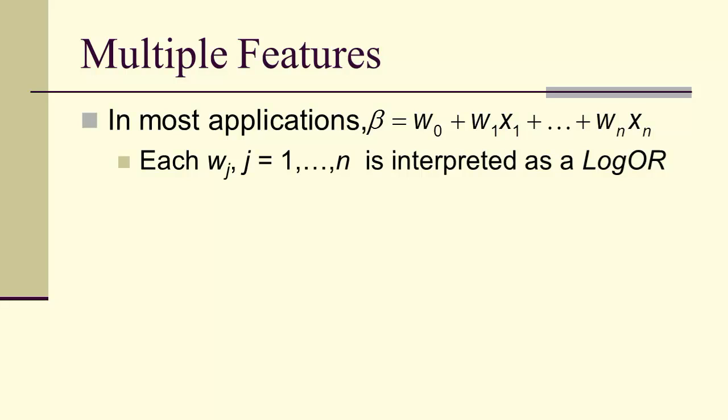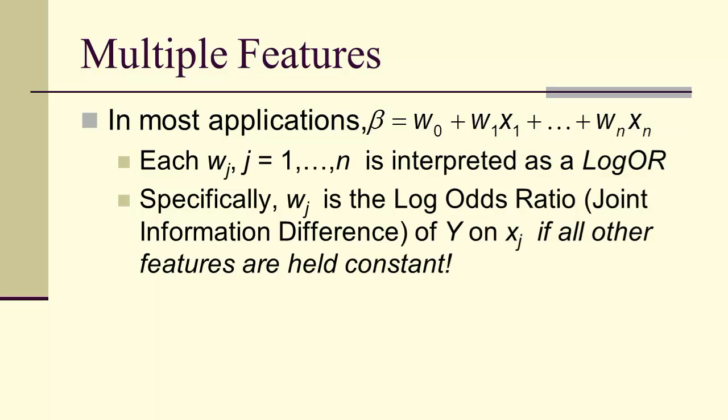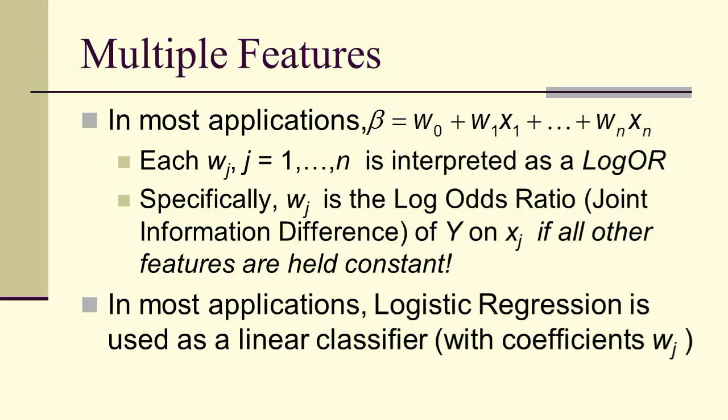Now in most applications, we'll have beta in terms of several features. And we'll interpret each W sub j as a log odds ratio. But what we really mean by that is if everything else is held the same except for the one W sub j, and the X sub j only changes from a 0 to a 1, then it's the log odds ratio or joint information difference with all the other features held constant. In most applications, logistic regression is used as a linear classifier. So this interpretation is helpful, but it's not the key concept.